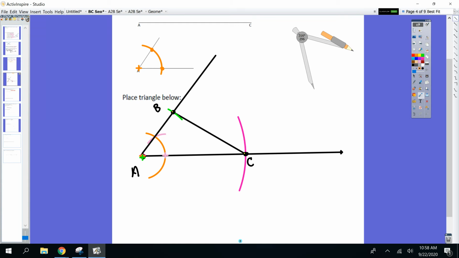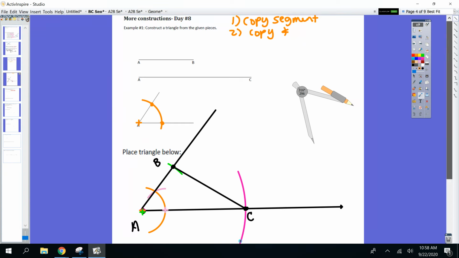You guys all right? Questions there? What are the 2 constructions I just did? I copied 2 segments and copied 1 angle. That was it. I'm just trying to show you guys that you don't need to memorize steps. I copied 2 segments, I copied an angle. Anything you want to go over before I get to the next type of triangle? Okay, let's do it.